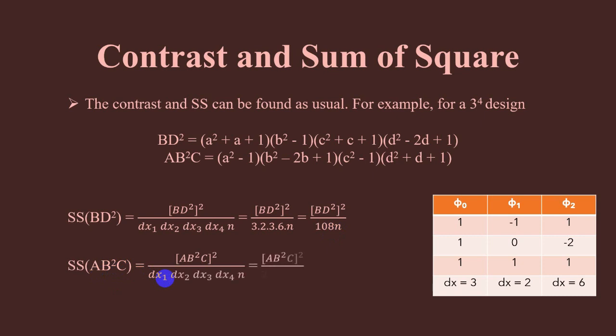Now let us discuss the sum of square for AB square C, which is square of the contrast of AB square C divided by 2 into 6 into 2 into 3 into n. Again, A and C are contributing linearly, so their corresponding components are 2 and 2. B square is contributing quadratically, so its divisor is 6, and D is absent, so its contribution is 3 in the divisor, and this gives us 72n.